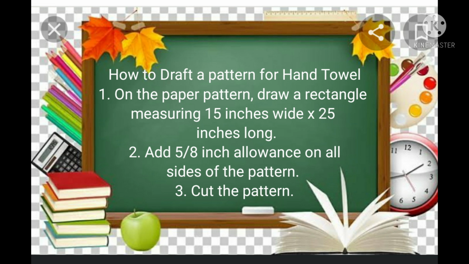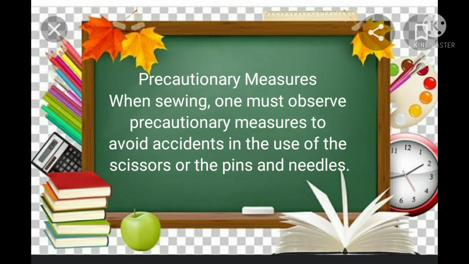Now, let's explore more on how to make a hand towel. First, on the paper pattern, draw a rectangle measuring 15 inches wide by 25 inches long. Second, add 5/8 inch allowance on all sides of the pattern. And third, cut the pattern. For precautionary measures, when sewing, one must observe precautionary measures to avoid accidents in the use of the scissors or the pins and needles.